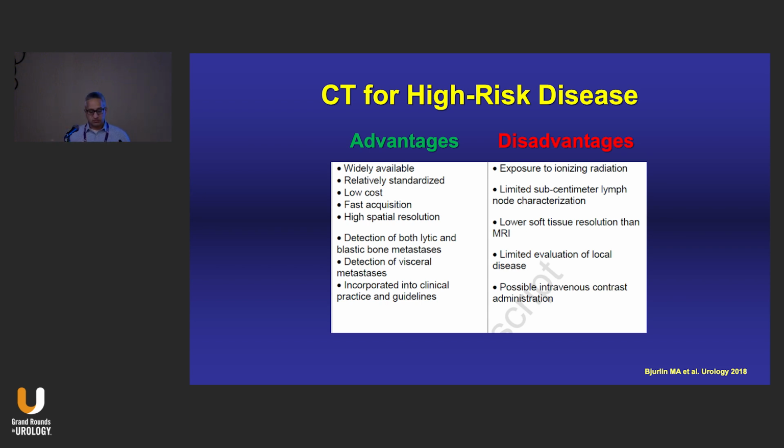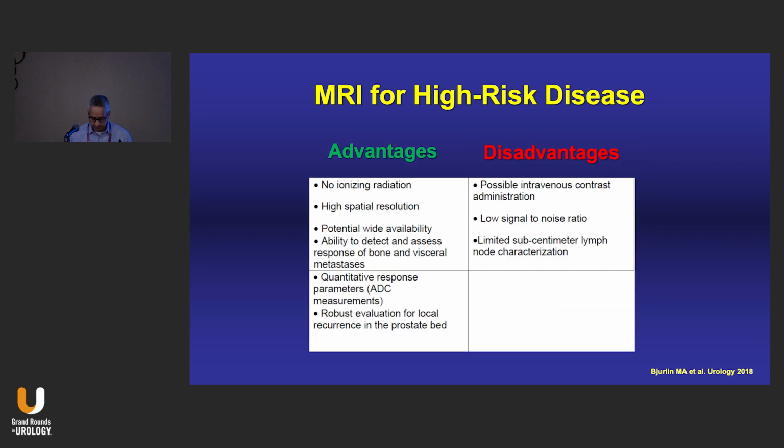So what's the pros of CT? Look, it's widely available. We can all get it. It's fairly well standardized, the protocols. It's relatively low cost. It's a quick study for patients. And you can actually detect lytic and blastic lesions. Blastic is really what matters more for prostate cancer. And you have pretty good characterization of visceral anatomy. What's the disadvantages? Ionizing radiation, iodine-based contrast, and really I think what you have is some limited ability to characterize lymph node positivity, especially in sub-centimeter lymph nodes.